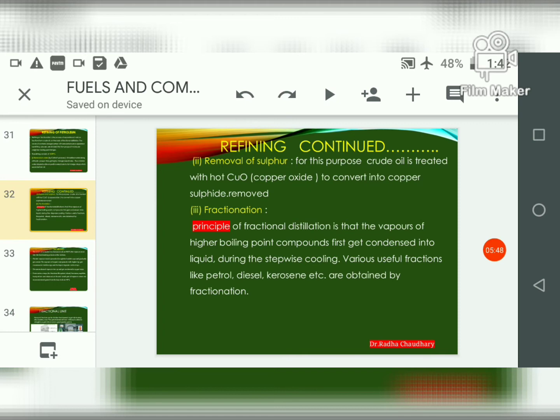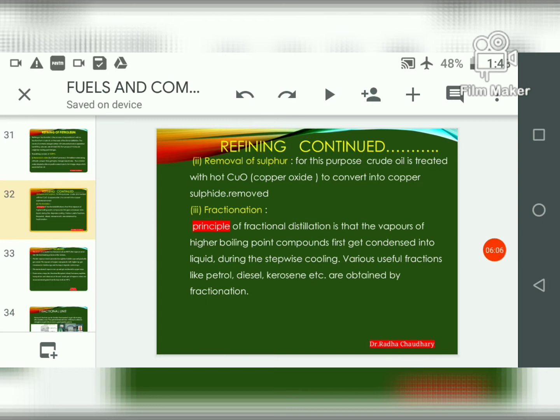Fractional distillation, it means what? After the removal of all these impurities, means after the removal of water, after the removal of sulfur compounds, it's sent to the fractional distillation or fractionating unit. Then how does this fractionating unit work?